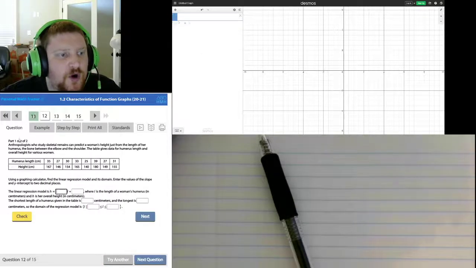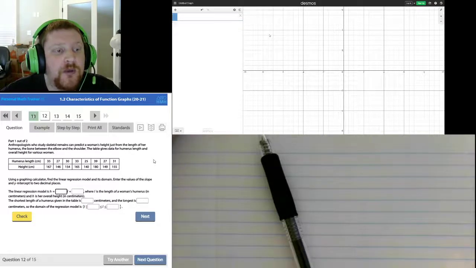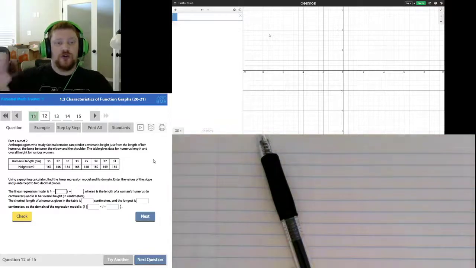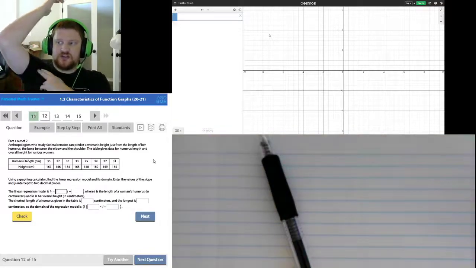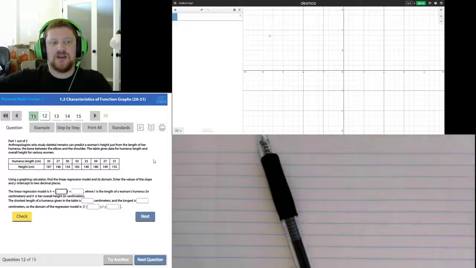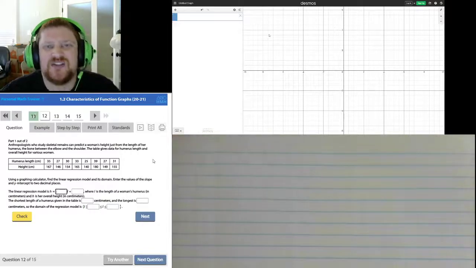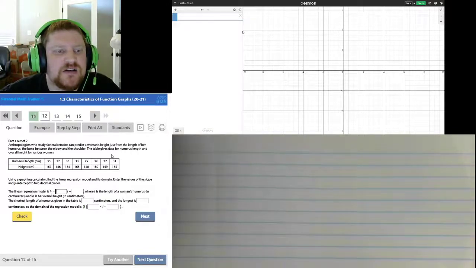Looking at number 12, part 1 of 2. Anthropologists who study skeletal remains can predict a woman's height just from the length of her humerus. This is actually true. This is something that's pretty cool. The bone between the elbow and the shoulder. So if you measure this part of your body, it's actually possible to estimate your height to some degree of accuracy. Obviously, it's not going to be exact. So this table gives data for humerus length and overall height for various women.